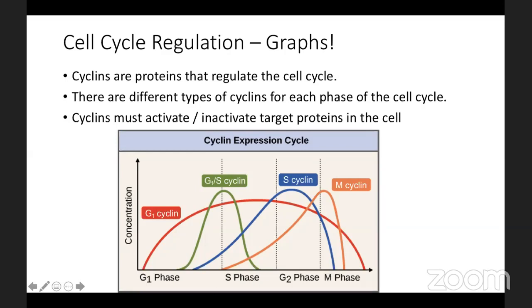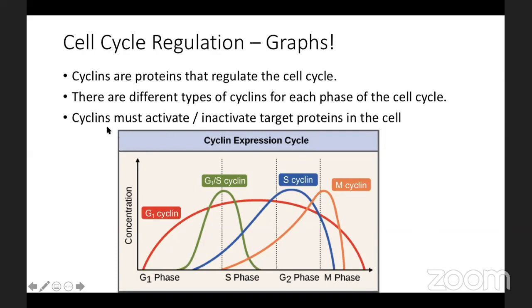That makes sense, right? And then it's going to be prevalent up until where? Well, it's going to start to shoot down right before M phase, right? And then the M cyclin concentration increases and then decreases as you go back into G1. So G1 cyclin is required for all. What you can infer from this is that G1 cyclin is required for all of the phases of the cell cycle, right, in high concentrations.